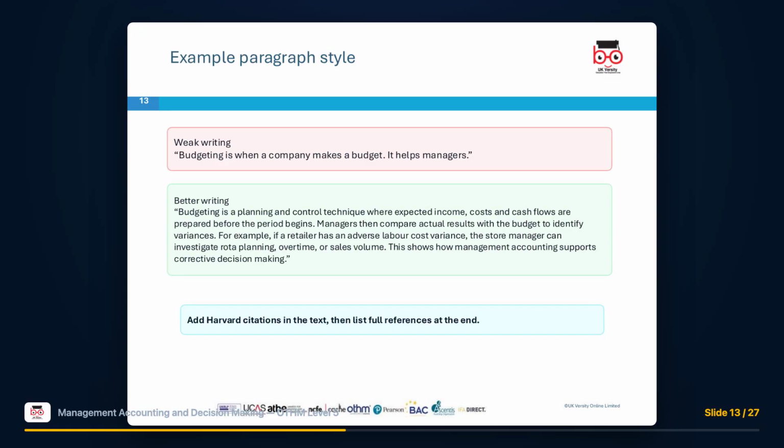Here's the difference good writing makes. Weak writing says budgeting is when a company makes a budget, it helps managers. Better writing explains that budgeting is a planning and control technique where expected income, costs, and cash flows are prepared before the period, then compared with actual results to identify variances. For example, an adverse labor cost variance prompting a manager to investigate rotas or overtime. Add Harvard citations in the text and full references at the end.